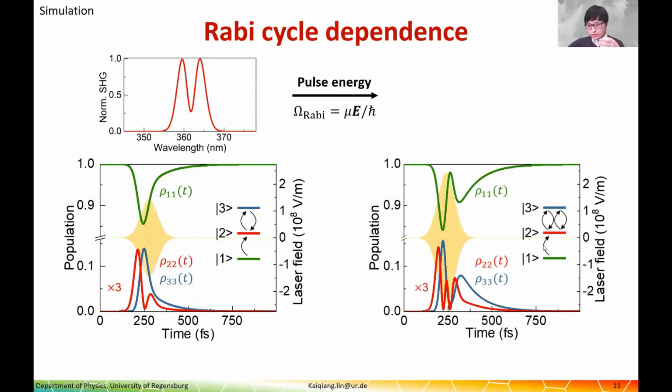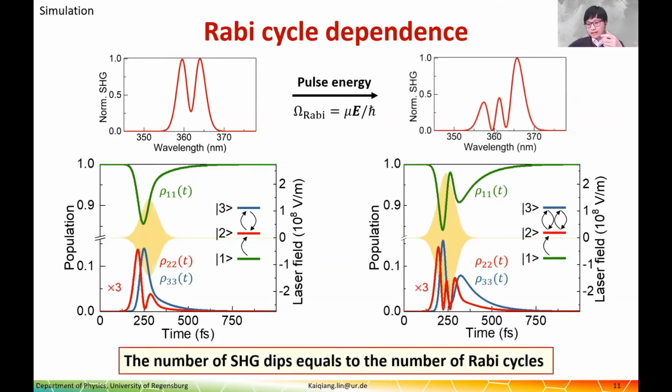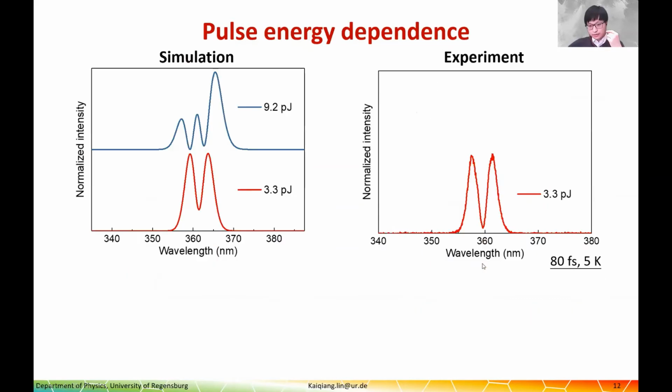And as you can see here, indeed, if we increase the pulse energy, we can see 2 Rabi cycles within this pulse duration. And this gives you the 2 dips in the second harmonic generation spectrum. And so the number of second harmonic dips equals the number of Rabi cycles that happen inside a single pulse duration. And this is truly what we can observe in the experiment by increasing pulse energy.